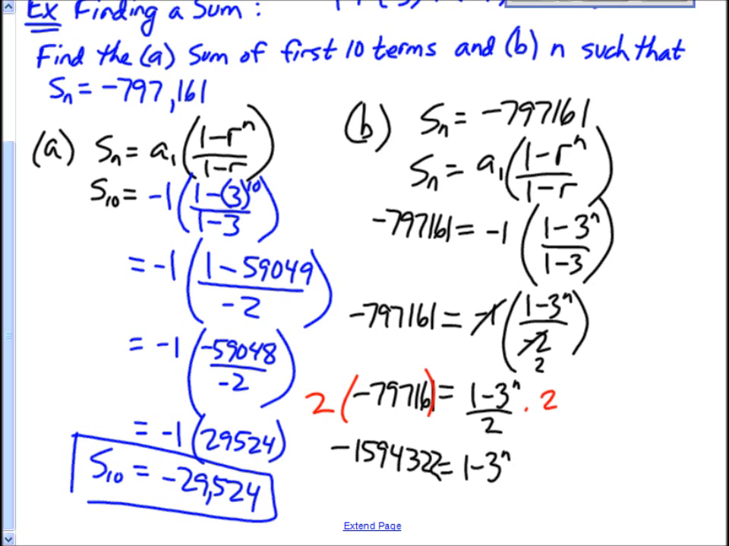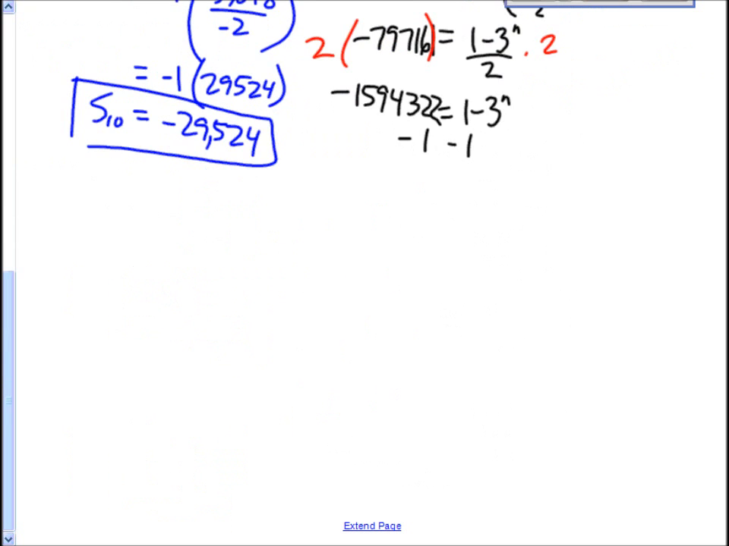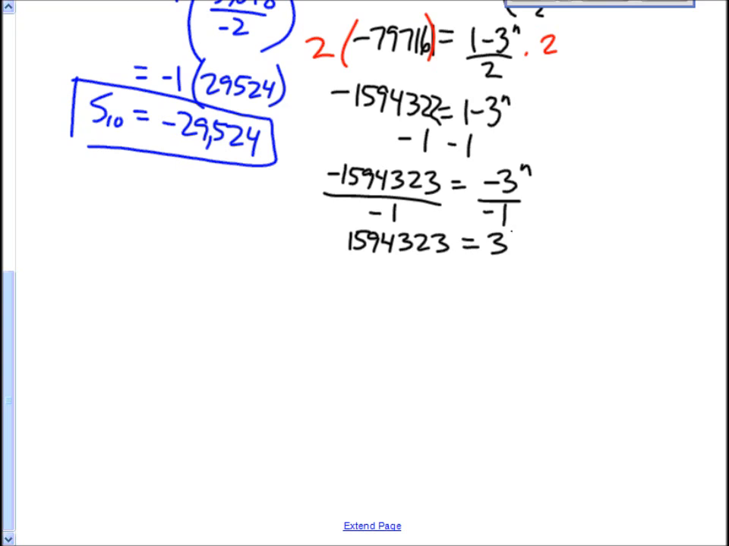Is that what I said? Negative 1594322. Okay, subtract 1 from both sides. Negative 1594323 equals negative 3 to the n. Let's divide this by that negative 1 there. So I got 1594323 equals 3 to the n. You know what? Let me write it this way: 3 to the n is 1594323.